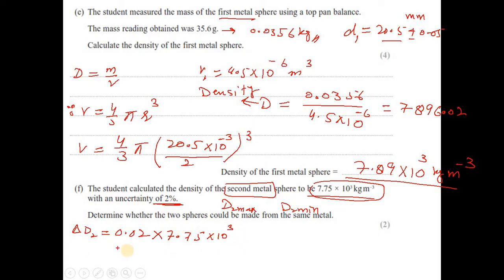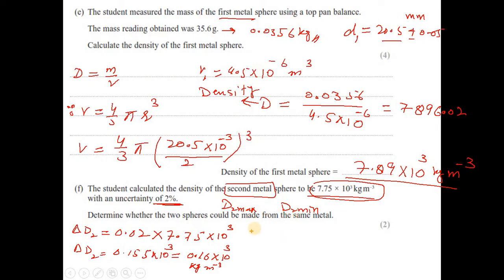And if you do that calculation, you will have the answer of uncertainty delta D2 as 0.155 × 10^3 kg m^-3. You can round it off to 0.16 × 10^3 kg m^-3 if you wish. The unit is kg m^-3, because this is uncertainty. Now you have uncertainty, so you can find the maximum density and the minimum density.